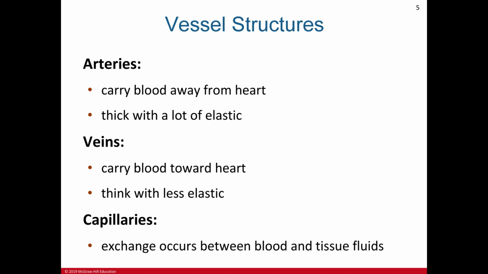Arteries carry blood away from the heart. All of the arteries carry oxygenated blood except for those that can be found in the pulmonary circulation. Veins carry blood towards the heart, and all of the veins carry deoxygenated blood except those that can be found in the pulmonary circulation. In capillaries, exchange occurs between blood and tissue fluids.